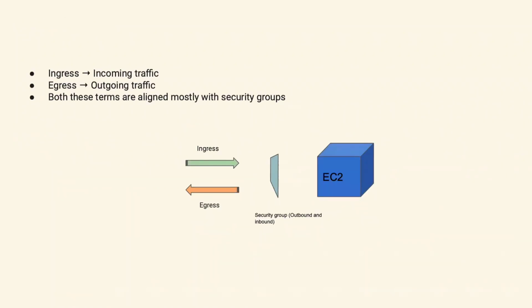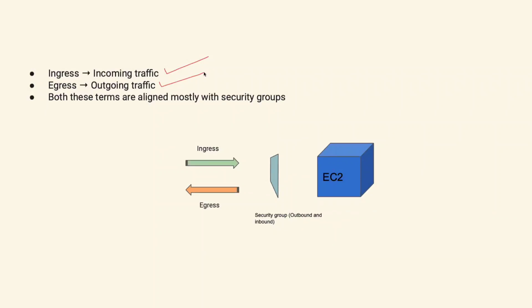Let me go ahead and explain a few terminologies to begin with, and then we will see how to tackle this question. Ingress is basically incoming traffic. Egress is basically outgoing traffic. That is all this is about. So in terms of how they express it, it is basically ingress and egress.